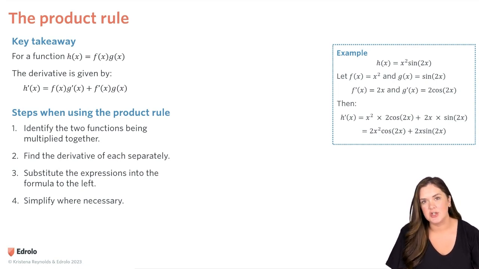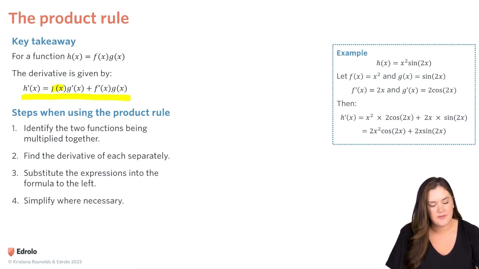So if we have a function h of x, which is the product of f and g of x, then the derivative is given by this rule here. What we have is just f of x multiplied by the derivative of g, and then we have the derivative of f of x multiplied by just our function g. So we have some steps here to help you figure out the derivative when we are using the product rule.